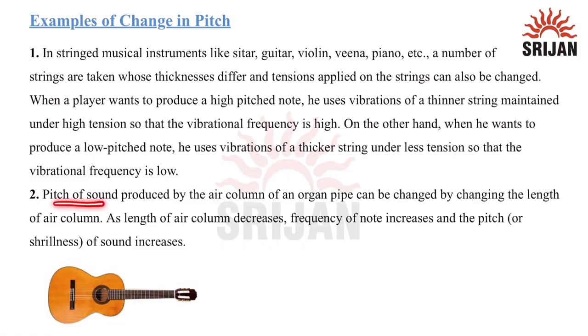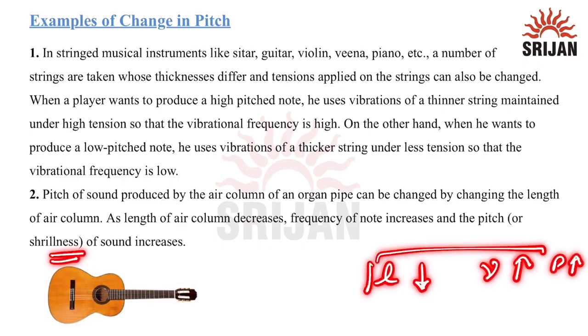Second, the pitch of sound produced by the air column of an organ pipe can be changed by changing the length of the air column. We know that as the length decreases, the frequency of the note will increase and the pitch will increase, or the shrillness will increase. You will learn more about this relation in your later classes.